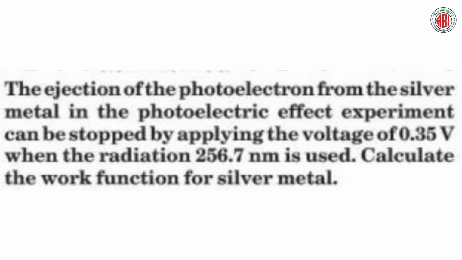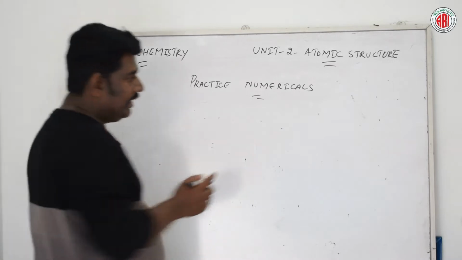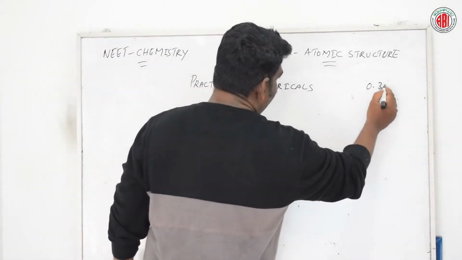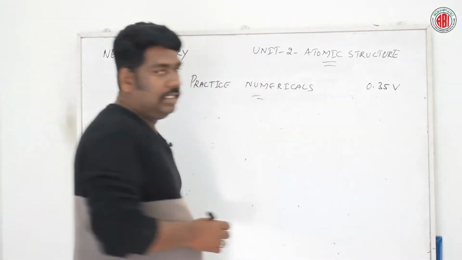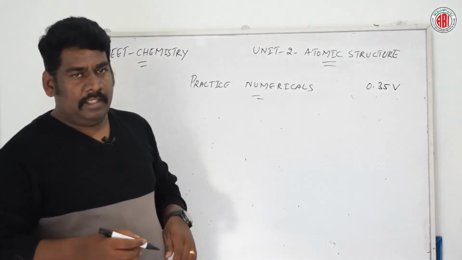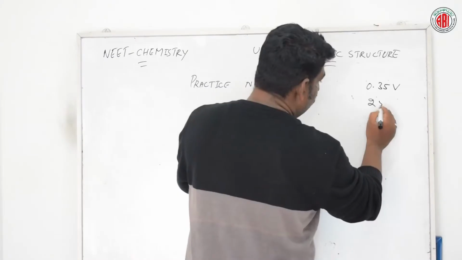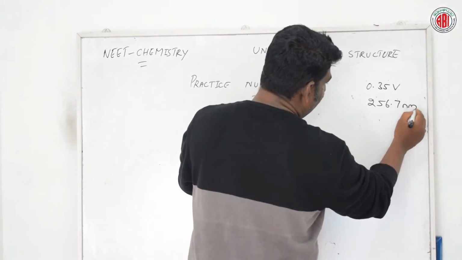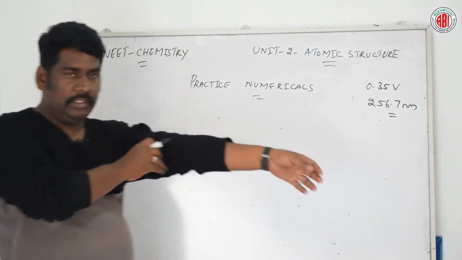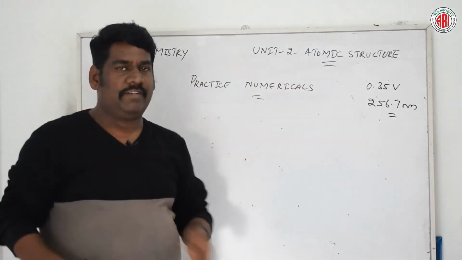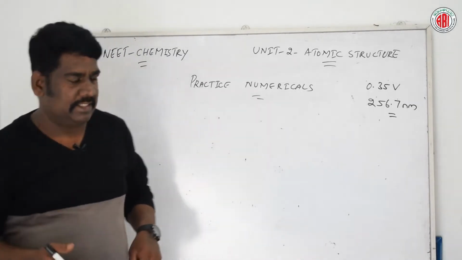So let us write whatever is given in the question first. The voltage that is given is 0.35 volt, and the radiation that is given is 256.7 nanometer. Now let us find the work function for the silver metal.